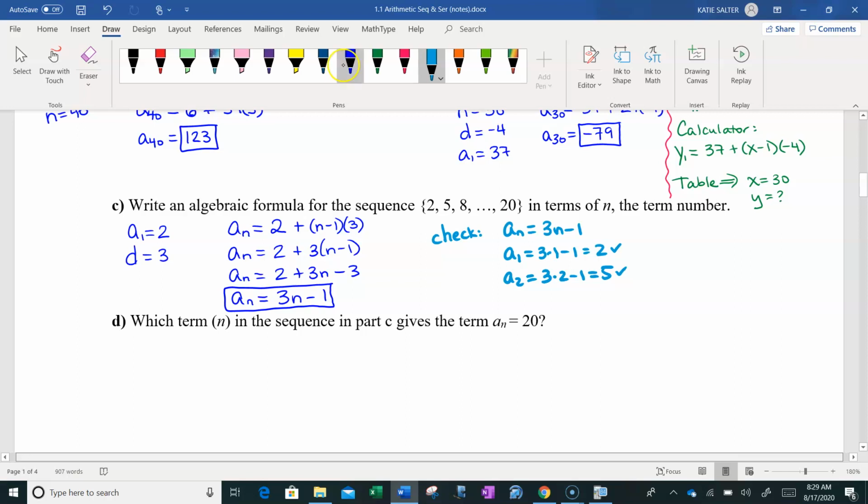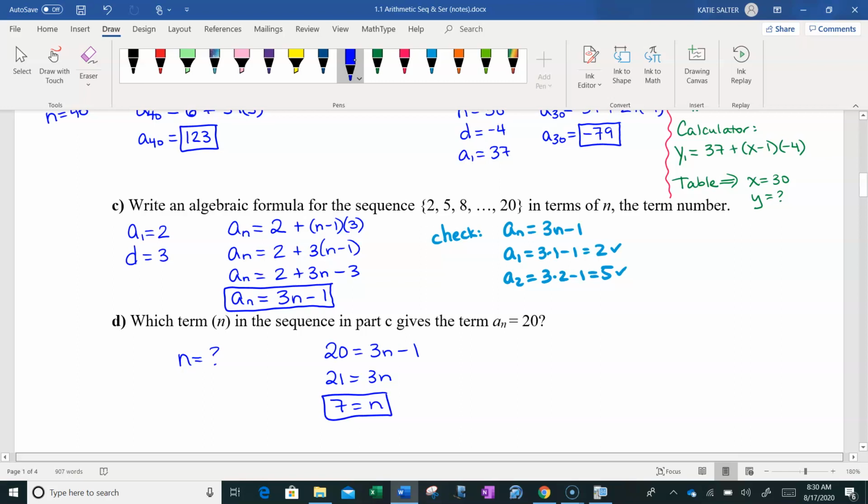Well, now that we have our formula, we can just use that and substitute 20 for a sub n. So using the formula that we just learned, we would say, okay, well, 20 is equal to 3n minus 1. We would then add 1 to each side. 21 is equal to 3n. And then divide each side by 3 to get that n is 7. And we can see that it would be the 7th term of the sequence.